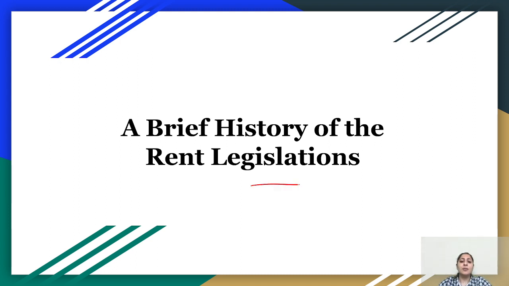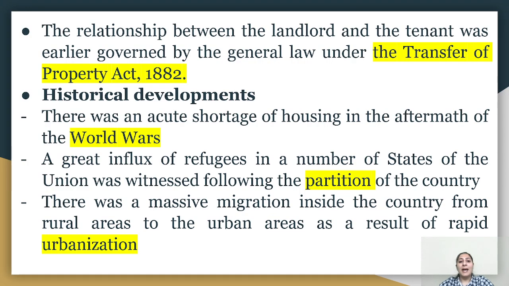So the very first thing we'll be covering is the brief history of these rent legislations. So back in the years, a century ago, we had no legislation with respect to rent. And at that particular time, the Transfer of Property Act 1882 used to govern the matters with respect to the landlord and the tenant. Now, if we talk about the history, at what time in the past did the rent legislations actually come into being? It was at the time of World Wars.